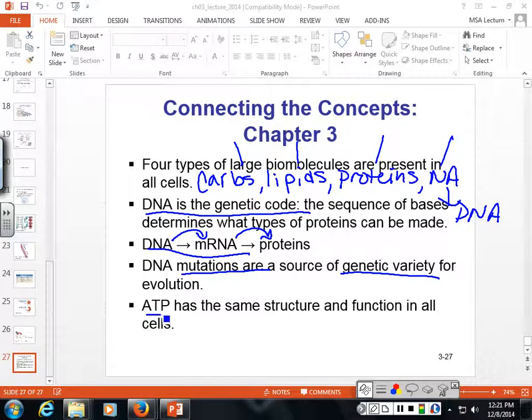And ATP has the same structure and function in all cells. Remember, ATP is also a variation of a nucleic acid. ATP can be found even in bacteria. All living cells use ATP for energy, to carry and shuttle energy throughout the body.